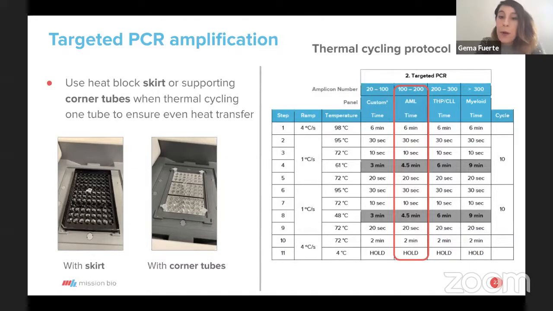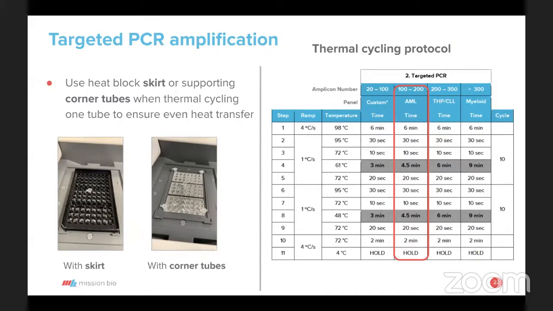For this part of the protocol specifically, ensure beforehand that what we just discussed is true. So the ramp rate is really important. We have to make sure beforehand that it can be met to ensure success of the assay. Apart from the skirt and the corner tubes, I couldn't think of anything else apart from ensuring that the ramp rate and the program are correct, for this specific step.